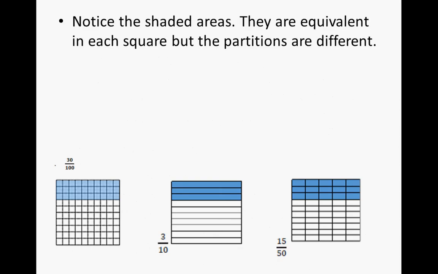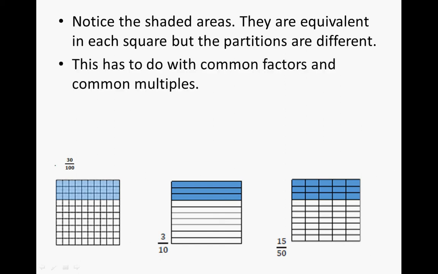So notice the shaded areas. They are equivalent in each square, but the partitions are different. So if you measure the area here, it is the same as the area here, and the same as the area here.